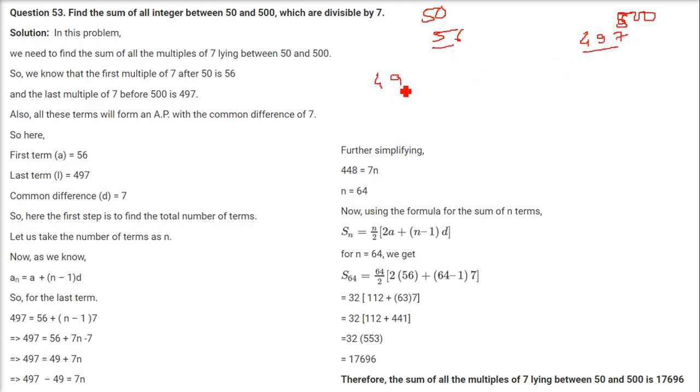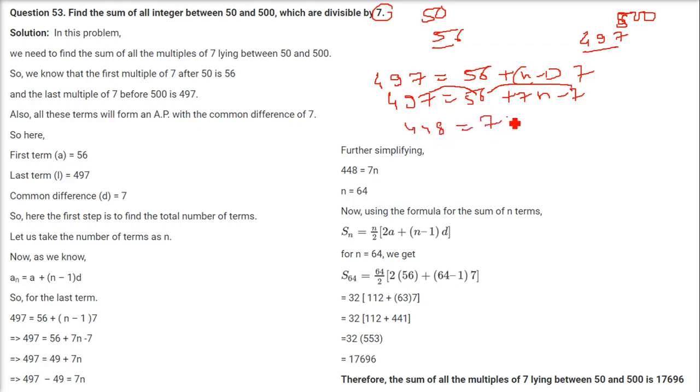497 is the last element, so just write this here, equal to a, that is 56, plus n minus 1, into d, divisible by 7. So d is 7, common difference is 7. So what do we get? 497 equals 56 plus 7n minus 7. 56 minus 7 is 49, and 497 minus 49 is 448. This is going to be equal to 7n. So 7n is 448. 7 6s are 42, and 7 4s are 28. So n becomes 64.